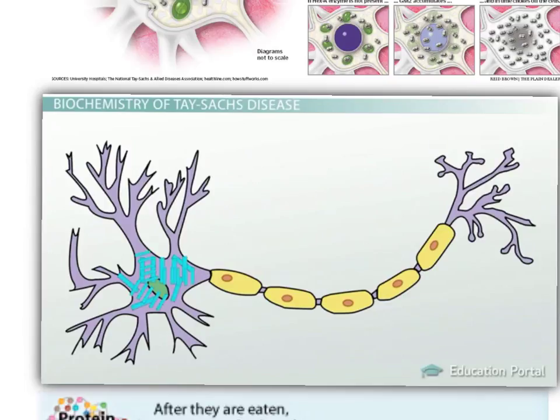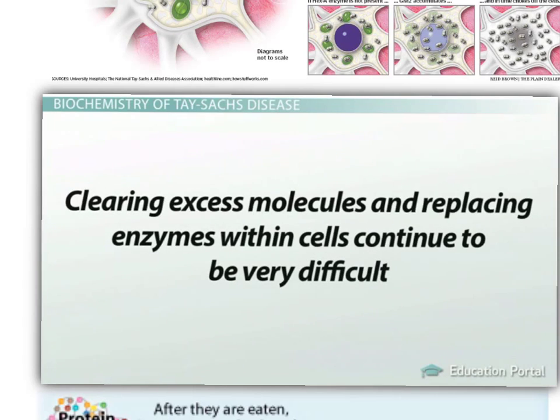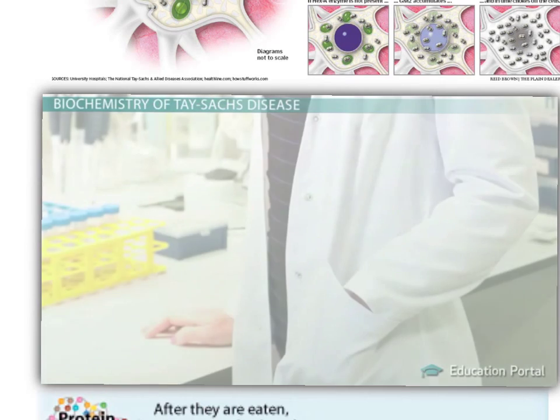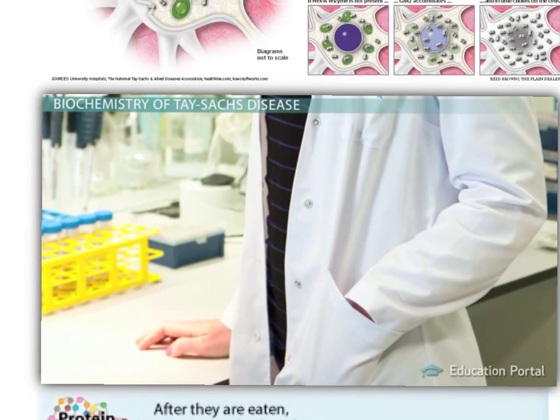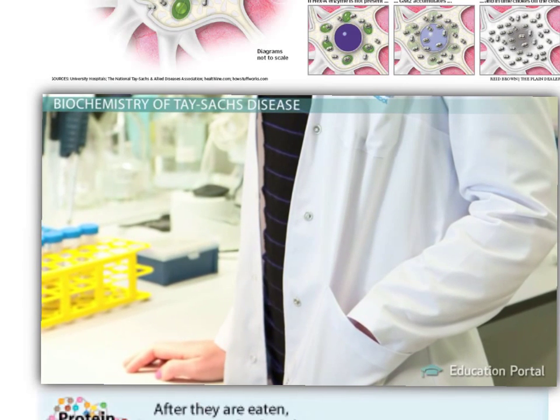Because they don't have any functional beta-hexosaminidase A enzyme in their neurons, individuals with Tay-Sachs disease cannot clear the excess GM2 ganglioside. Finding a treatment for Tay-Sachs disease has proven very difficult because nobody has yet found a good method of clearing excess molecules or replacing enzymes within cells. Hopefully one day, gene therapy or some other treatment will be able to address these problems and cure this disease.